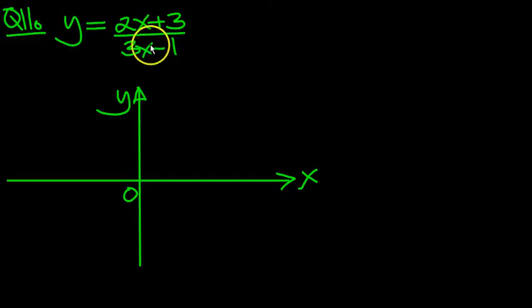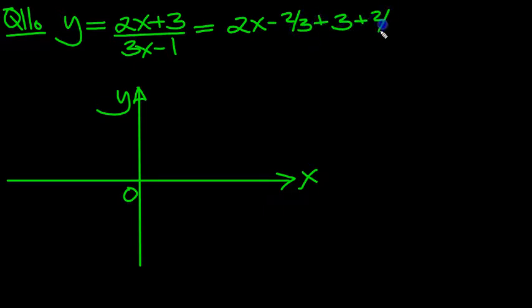y equals (2x plus 3) over (3x minus 1). Let's just try and divide this out then. A little bit awkward with the fraction, isn't it? So it's 2x. Now if you look at the 3, that's 2/3. So if I put in a minus 2/3 here, and then I carry on with the plus 3, and then I need a plus 2/3 to keep the top the same. So there's the top over 3x minus 1.